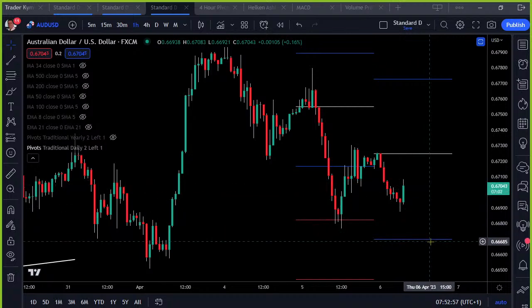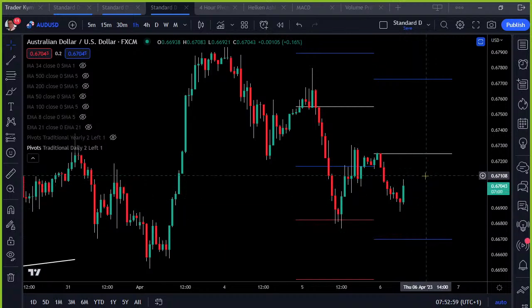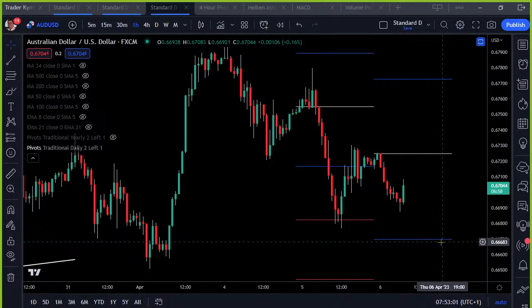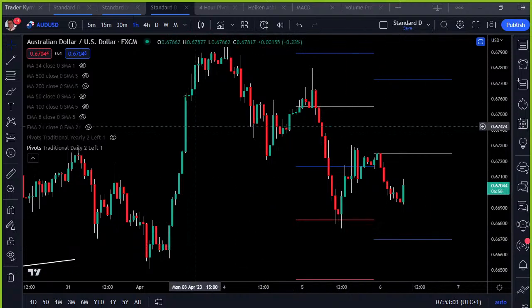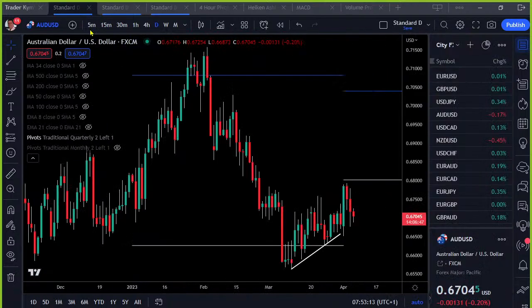Maybe a reversal post 8 o'clock here could give us a run back down towards the S1. I like it on the bigger time frames. As I said, I'm really looking for this bearish channel to break to the downside at some stage.